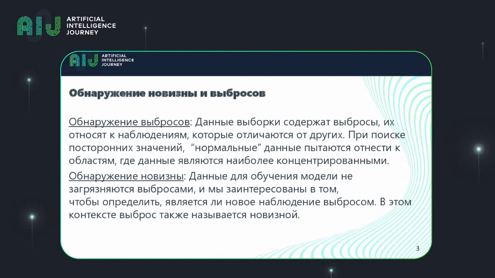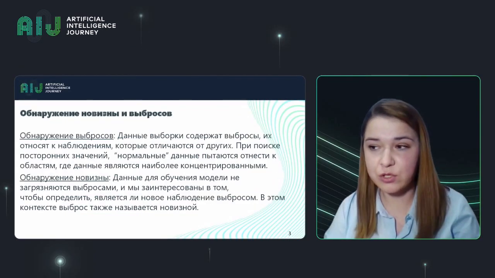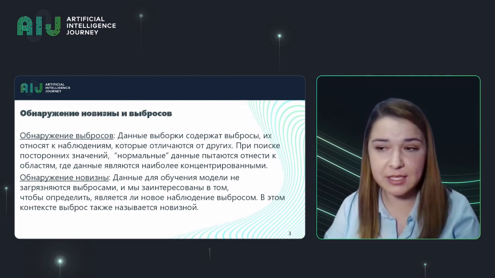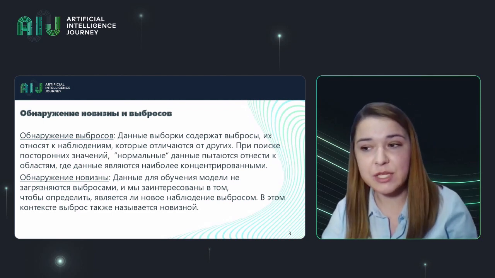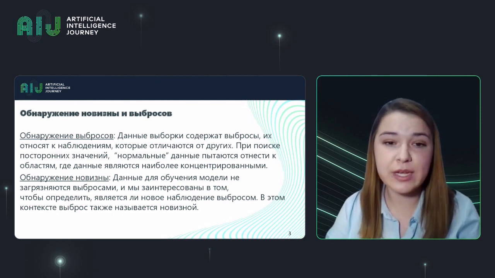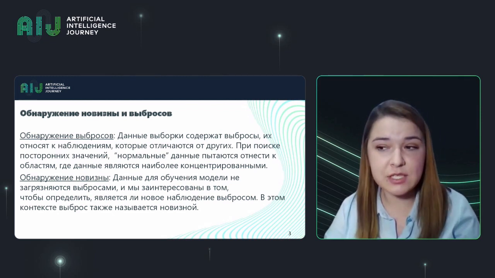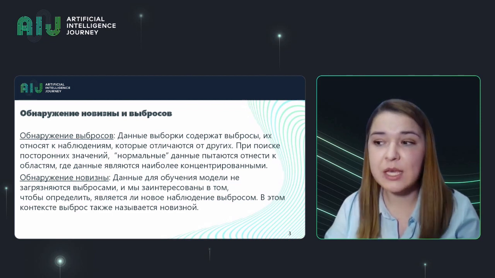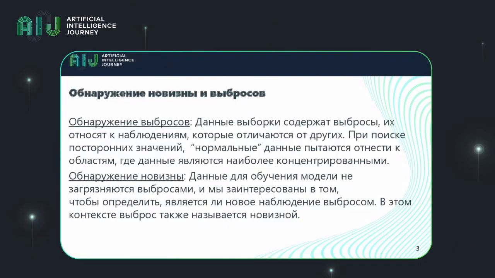One can talk about two types of such problems. That's outlier detection, when the outliers are observed as another type of behavior or features than most have, or to identify novelty. In this case, the data to train the model are not contaminated with outliers, and we're interested in identifying if the new observation is an outlier. In this context, the outlier is the same as novelty.